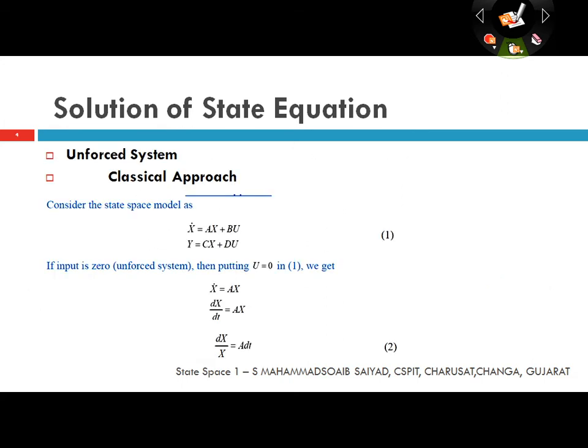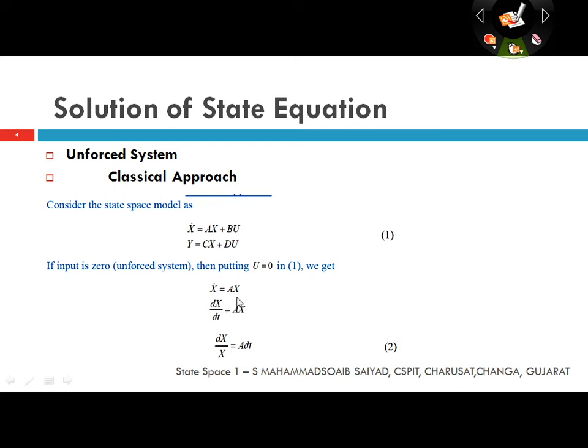Now this is the first example, or the first analysis, of an unforced system. In the classical approach we will be talking about state space analysis. In the state space model, the main equation is x dot is equal to Ax plus Bu, and the output equation is y is equal to Cx plus Du. As we know we have an unforced system, so the input is 0. Putting u equal to 0 in equation number 1, we have x dot is equal to A into x.